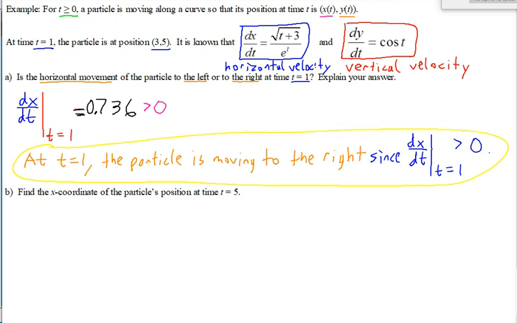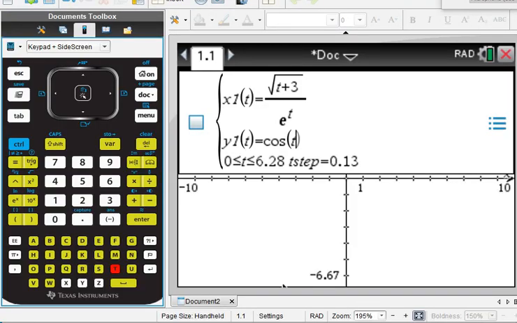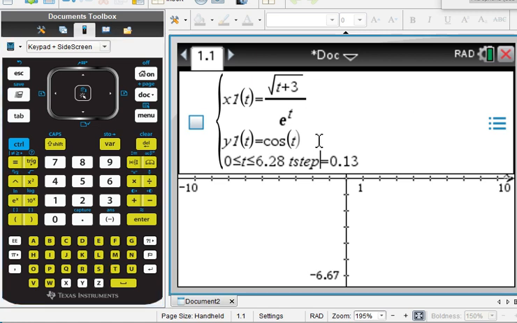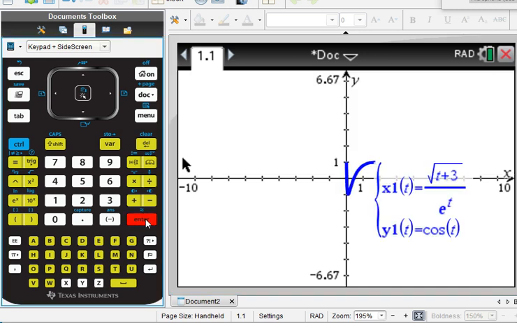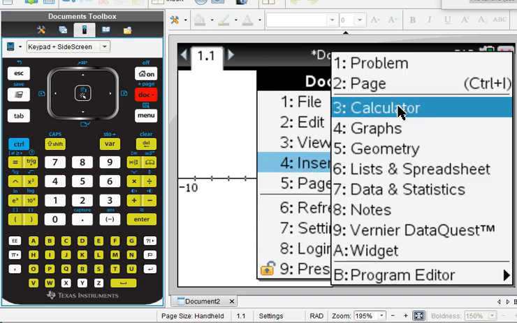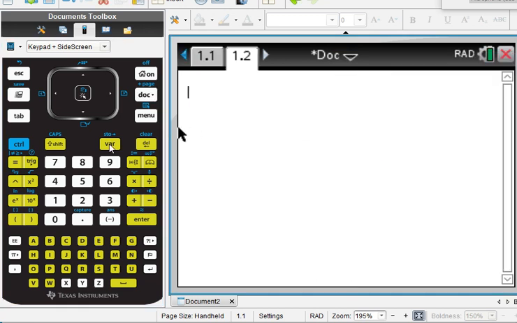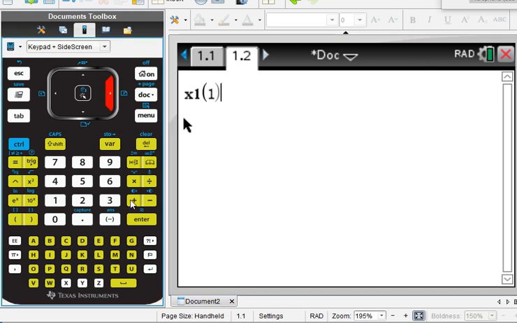And then on the Inspire, how you get that same answer here is just finish entering this in. Again, it's not the graph of the position here, it's the graph of the derivatives. And then you just go doc, insert, calculator, and then you can access the variable. In this case, we want x1 of 1. Enter, we get the same answer.